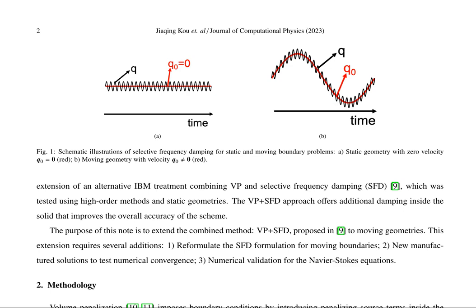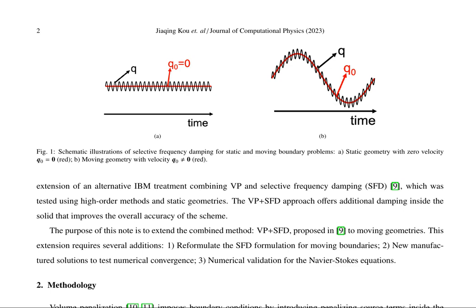The research paper by Jiaqing Kou et al. presents an extension of an alternative IBM treatment that combines volume penalization (VP) and selective frequency damping (SFD) for moving geometries. This extension involves reformulating the SFD formulation for moving boundaries, generating new manufactured solutions for numerical convergence testing, and validating the Navier-Stokes equations. The VP plus SFD approach offers additional damping inside the solid, enhancing the overall accuracy of the scheme.